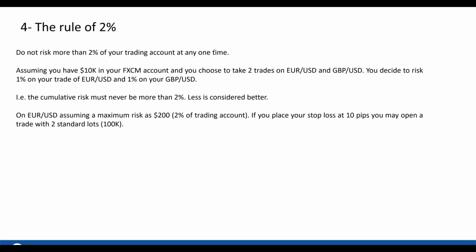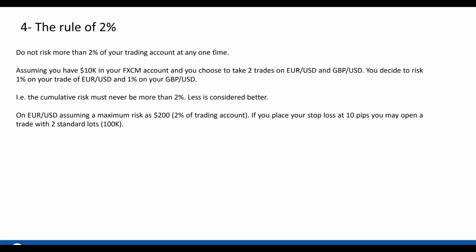The rule of 2%. Do not risk more than 2% of your trading account at any one time. Assuming you have $10,000 in your FXCM account and you choose to take 2 trades on Euro-US dollar and Pound-US dollar, you decide to risk 1% on your trade of Euro-US dollar and 1% on your trade of GBP-USD. In other words, the cumulative risk must never be more than 2%. Less is considered better. On Euro-US dollar, just assuming a maximum risk of $200, in other words, if it's the only trade you're taking, that is 2% of your trading account.